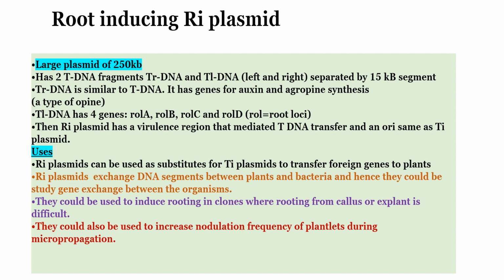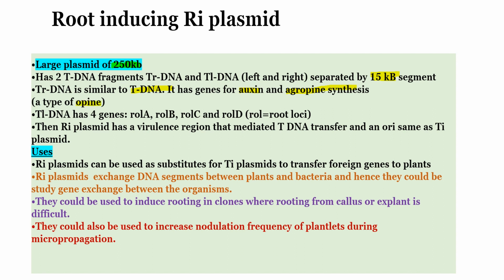Now let's have a closer look at the root-inducing Ri plasmid. It is again a very large plasmid, 250 kb. It has two T-DNA fragments, the TR-DNA and TL-DNA, the right T-DNA and the left T-DNA, and these are separated by a 15 kb segment. The TR-DNA is similar to the T-DNA. It has genes for auxin and agropine synthesis. And agropine is again a type of opine.